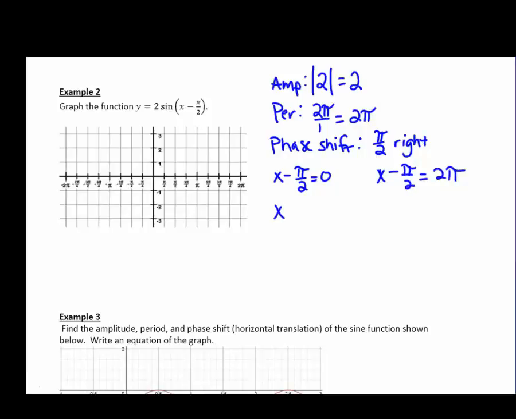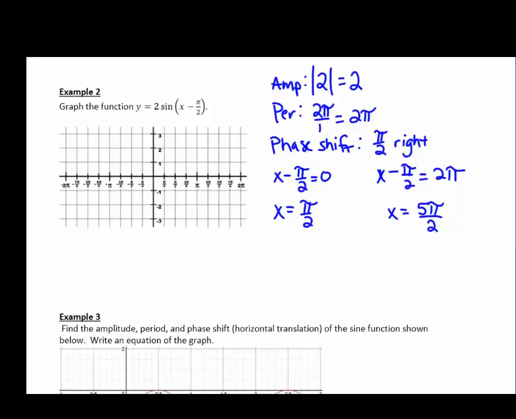Okay, and so we're going to start our graph at pi over 2. And we're going to end our graph at 5 pi over 2, because 2 plus 1/2 is 5 halves. And so that's what we're going to use as the beginning and the end of our function.